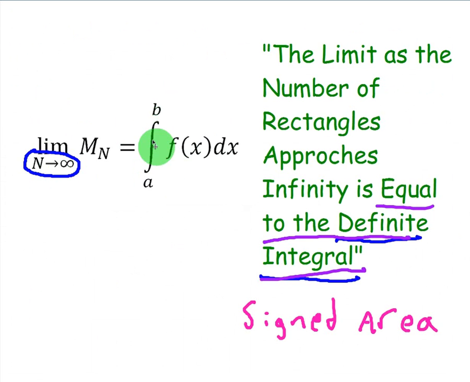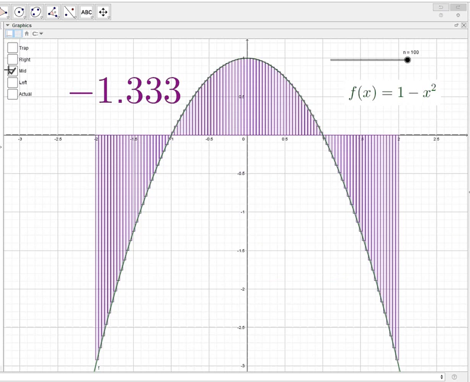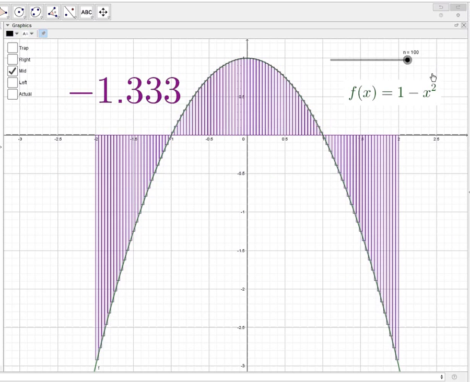Again, the definite integral represents the signed area under the curve, where anything below the x-axis is negative and anything above is positive. So the limit as the number of rectangles approaches infinity is equal to the definite integral, or the signed area. That's it for midpoint approximation, and writing it in terms of summation notation using Riemann sums. If you have any other questions about this, let me know.